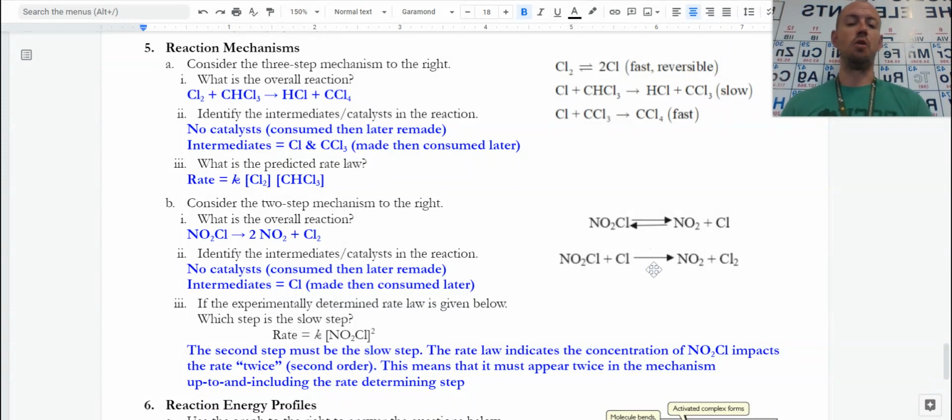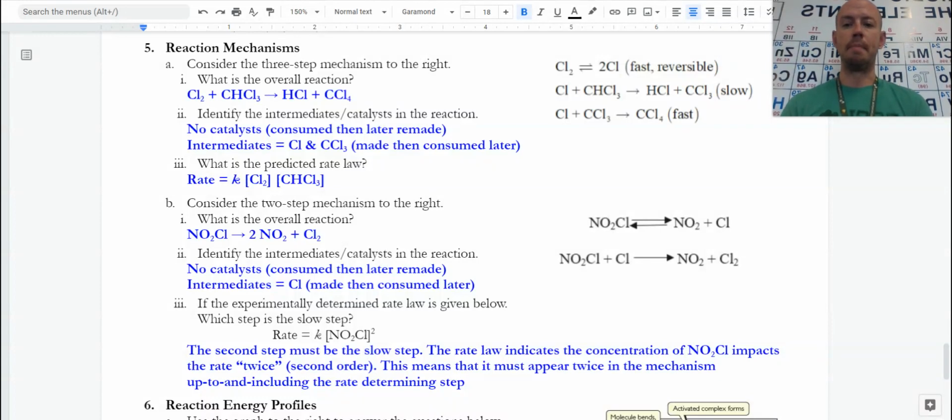This mechanism is only two steps. And as we look at it, it's fairly simple. The one that I showed in the notes with 10 steps was just to show how they could look. Often we'll see two to three steps. Maybe four steps is going to be the longest that we would see.